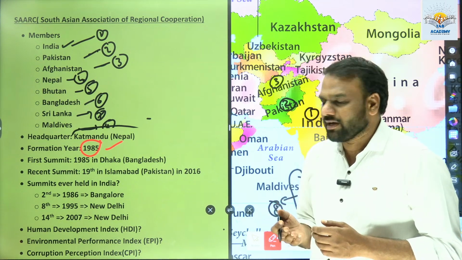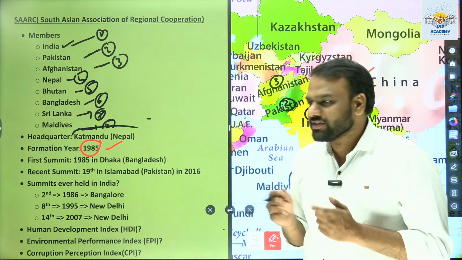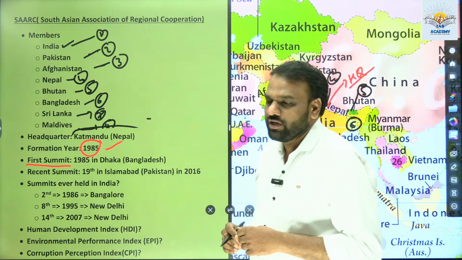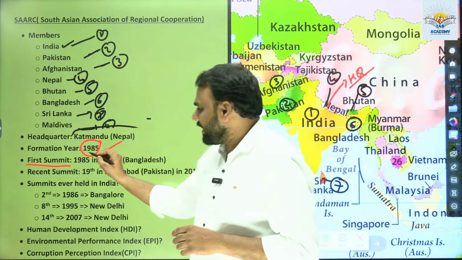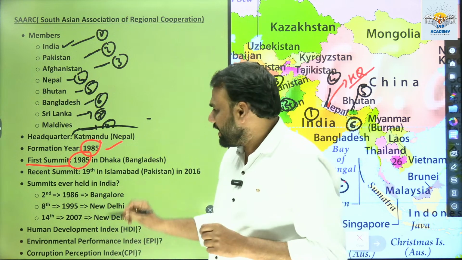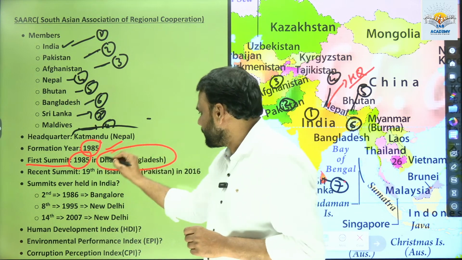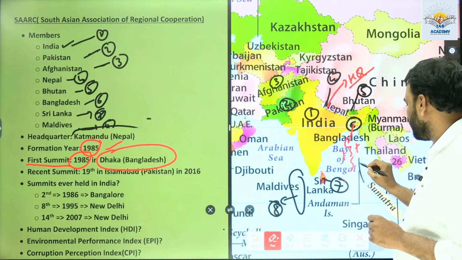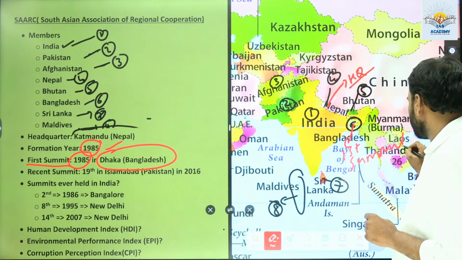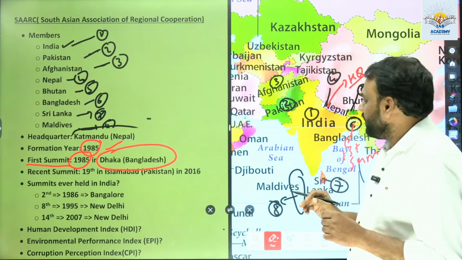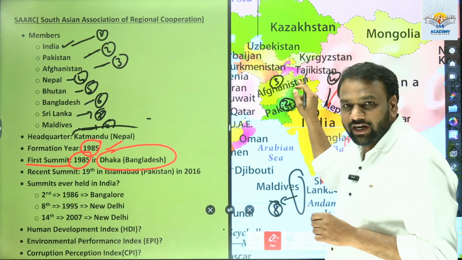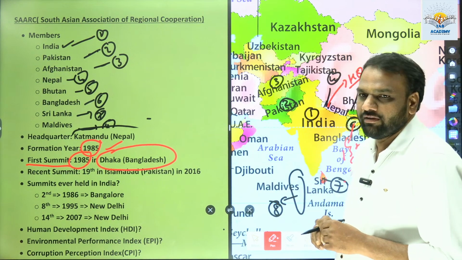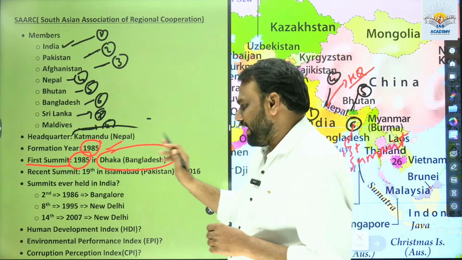Whether all the summits are important? All the summits are not important. What is important is where the first summit took place and when. The first summit took place in 1985. Where was it held? Dhaka, Bangladesh. So see here, even though the headquarters is located at Kathmandu, the first summit was held in Bangladesh, in the city Dhaka, in 1985.